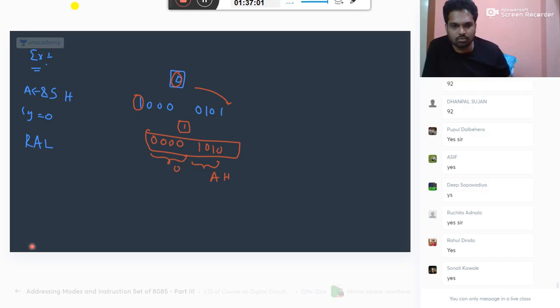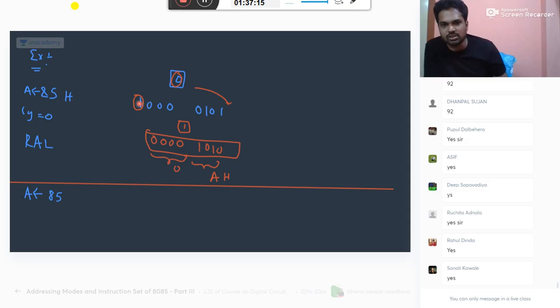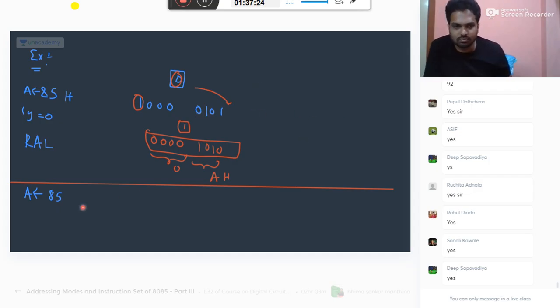So if I say rotate accumulator left through carry, what happens? This fellow will come to here and here. That is, remaining bits are as it is. Only this one will come here and here. This is 0AB, 0B. That is so, this is about your total logical group of instructions.